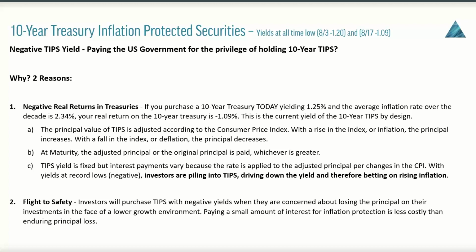And if you think about it, it makes sense, right? If you're going to buy a 10-year Treasury today yielding 1.25%, and the expected average inflation rate over the next decade is 2.34%, your real inflation-adjusted return is negative 1.09, and that happens to be the current yield of the 10-year TIPS, and this is by design. So this is super, super important because what it essentially means is that investors are piling into TIPS, driving down the yield, and therefore betting on rising inflation, right? So no mystery there. That's what TIPS are for.